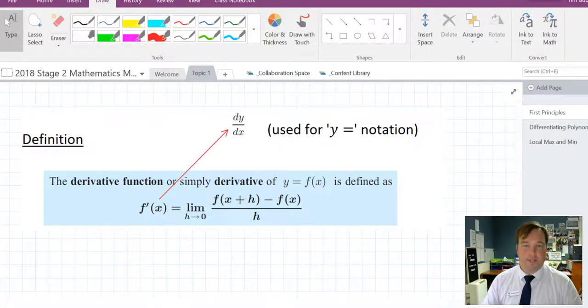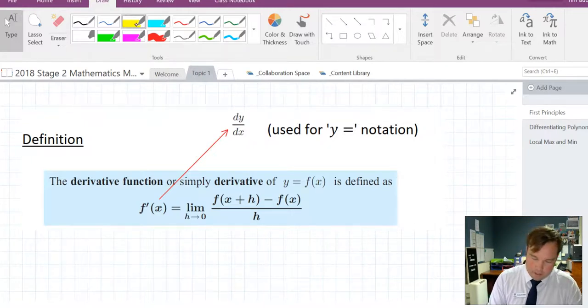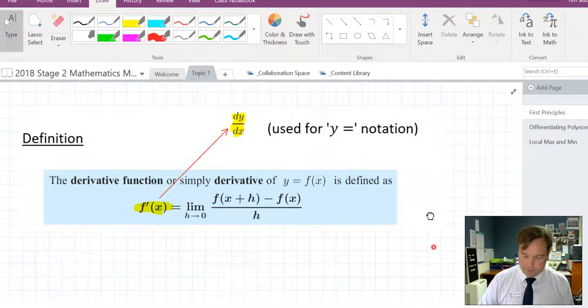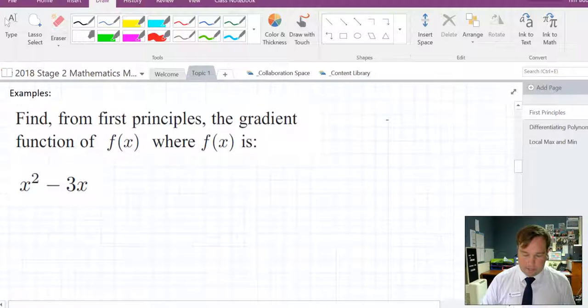Alright, there it is written out more neatly. My handwriting is atrocious. Apologies. Note that you'll also see f dash x written as dy on dx, depending on what sort of notation we're using. Alright, a couple of examples.